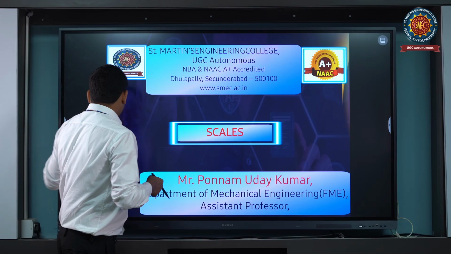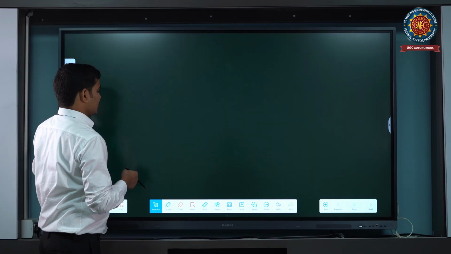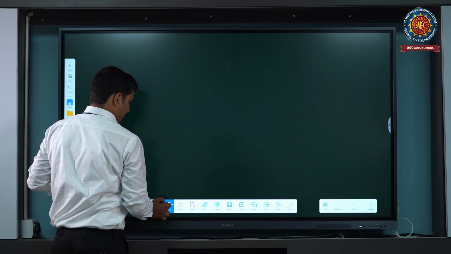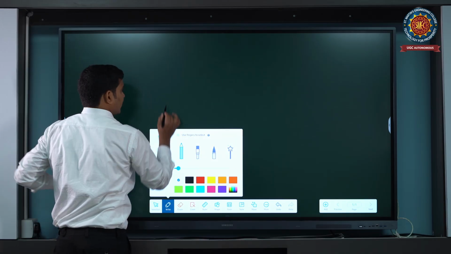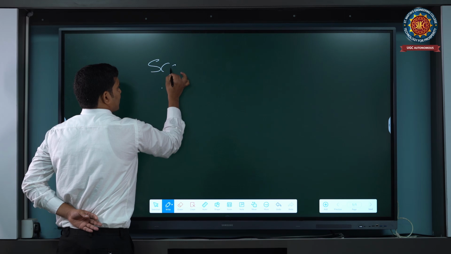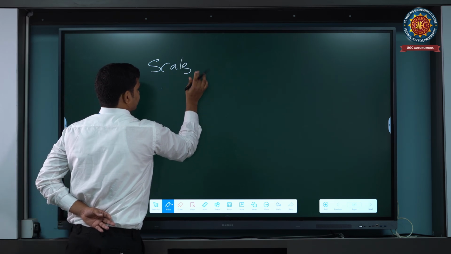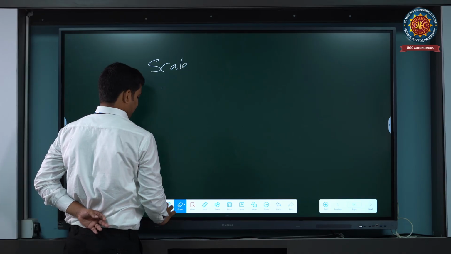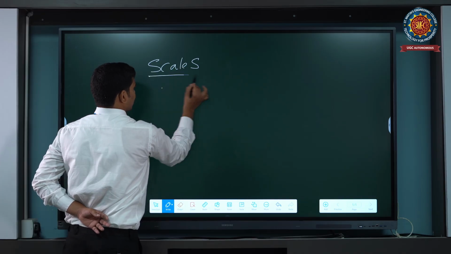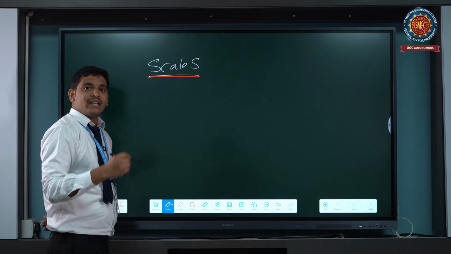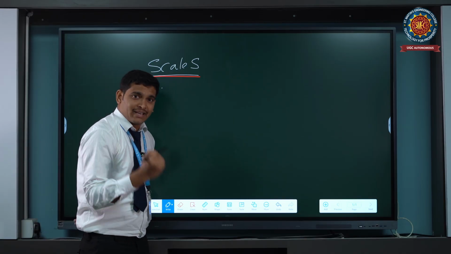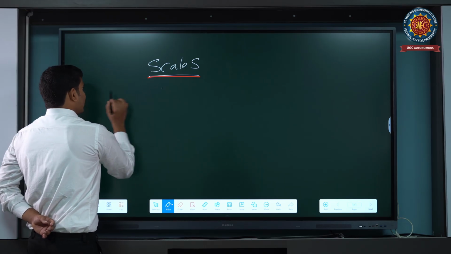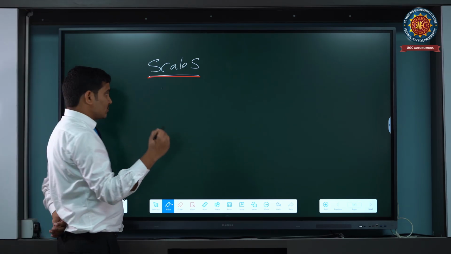Today we are discussing the topic of engineering scales. The entire engineering depends upon the scales concept only. Now, let us define the scale. The scale is used to measure the dimensions of the object.